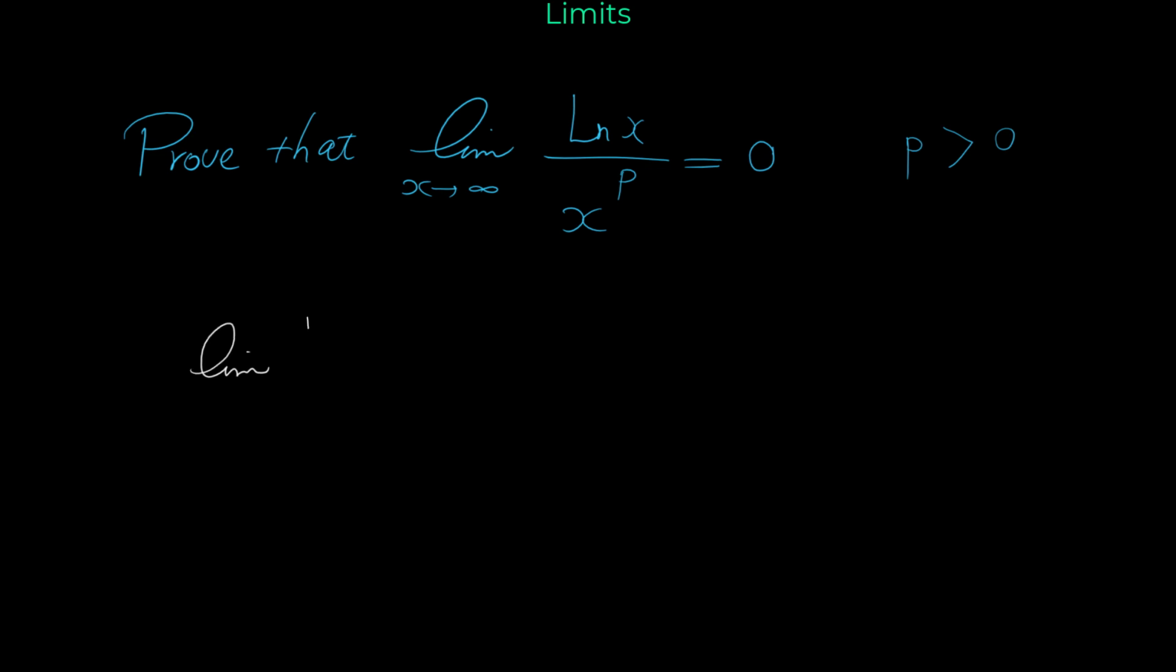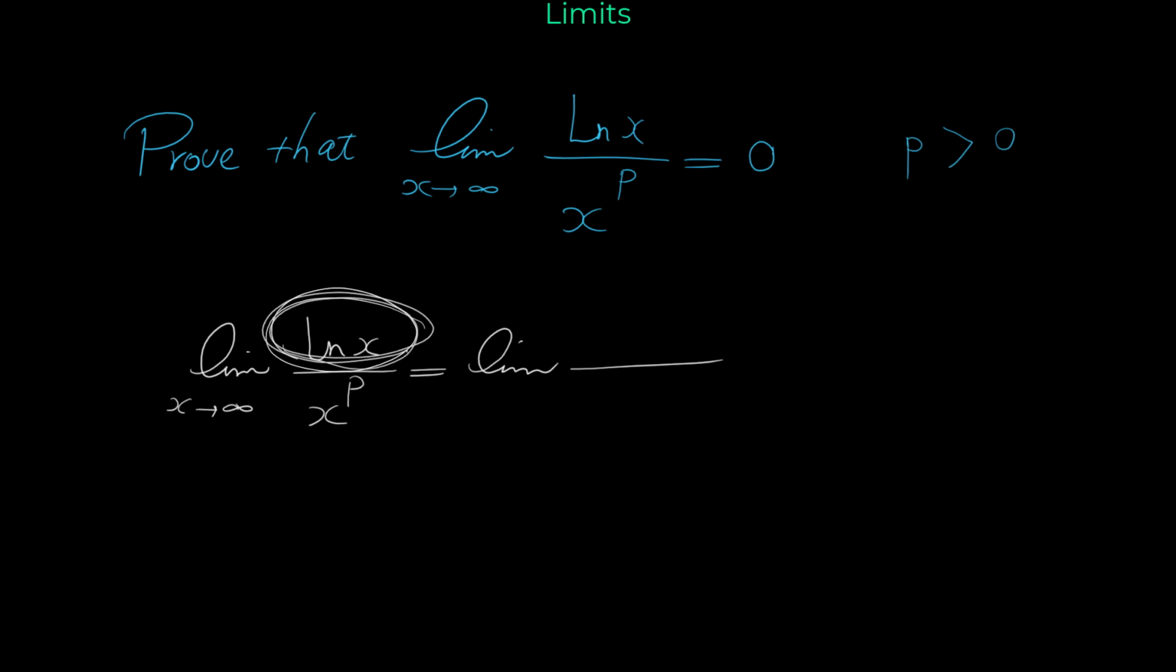limit. So we want to prove that the limit of ln of x over x to the p when x approaches infinity is 0. And we are going to use L'Hopital's rule to prove this. Why can we use L'Hopital's rule? Because when x approaches infinity, ln of x goes to infinity, so the numerator approaches infinity. Also x to the power of p approaches infinity. So we are allowed to use L'Hopital's rule for this limit. The limit is in the form of infinity over infinity.